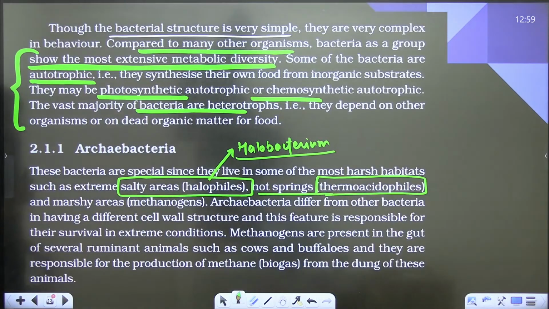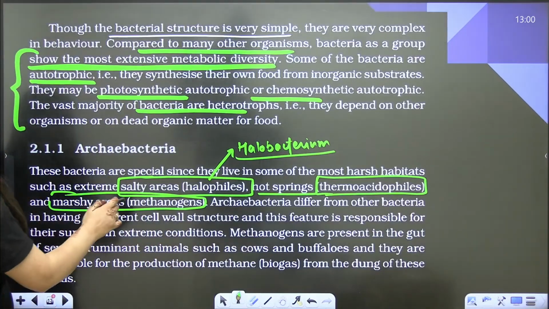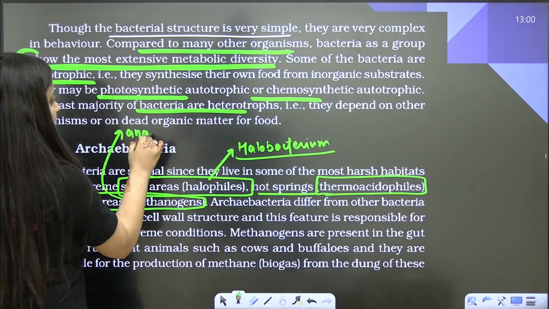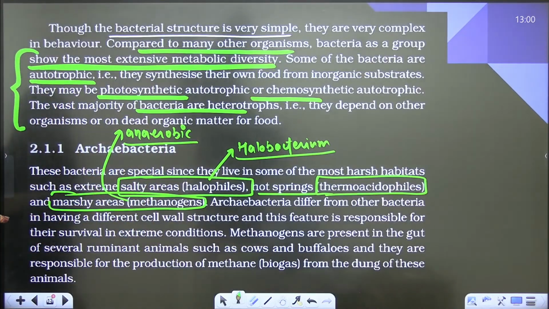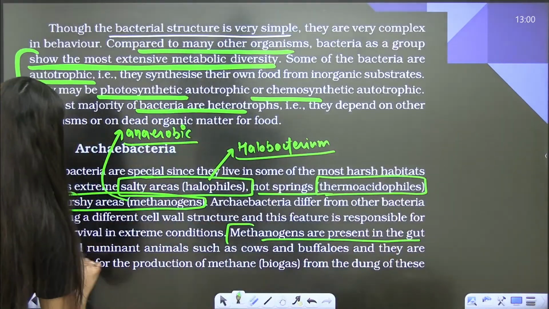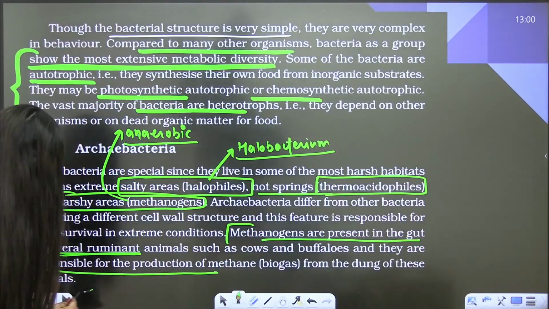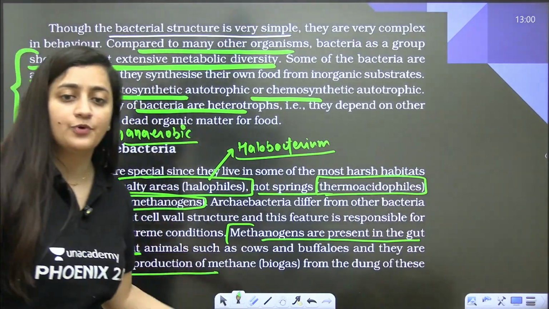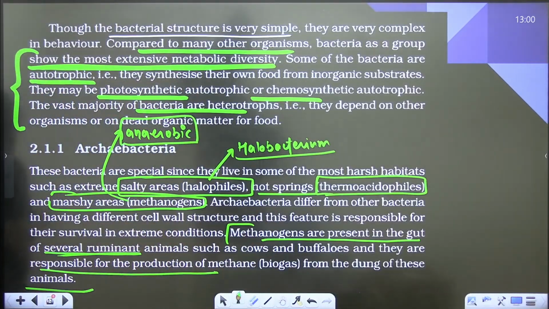Then methanogens, that can survive in marshy areas. They are anaerobic. They don't need oxygen. They produce methane. Methanogens are present in the gut of several ruminants like buffalo and cows, and they are responsible for the production of methane. During biogas production, that's what we discussed. So keep it in your mind: these methanogens are anaerobic. Is that clear?